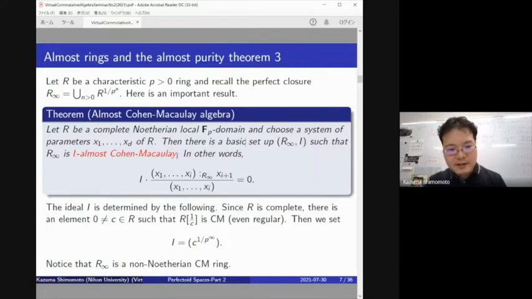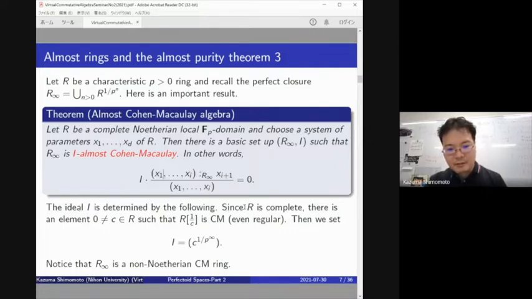So this means that if you look at this Koszul homology, modulo the ideal generated by x1 through xi, this is maybe not 0 or maybe 0, but at least it's killed by I. So by the way, I have to make a choice of I. I don't say you can take arbitrary I. So in this case, how do I determine I? It's determined by the following.